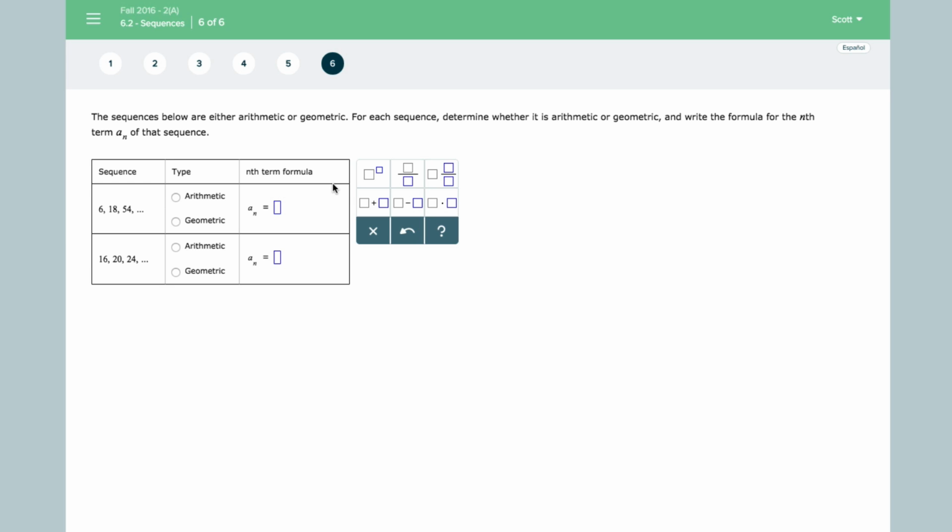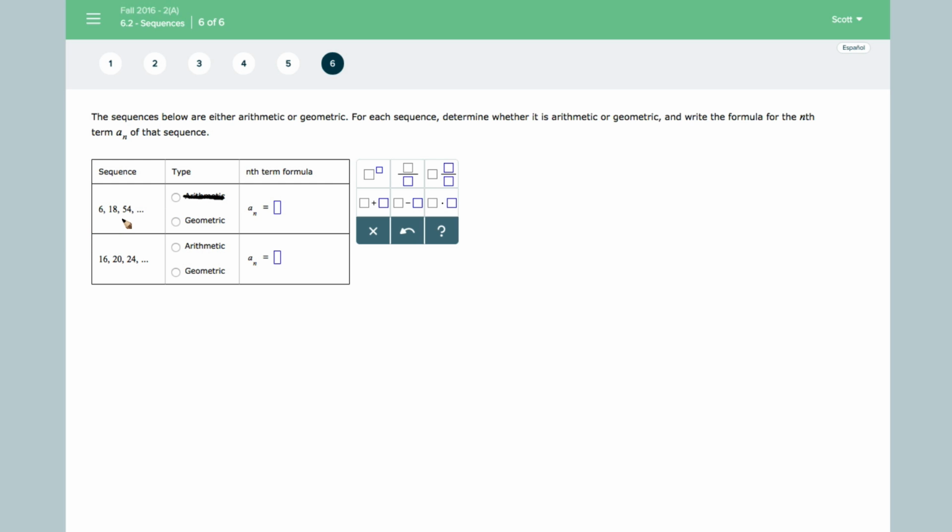And we're going to do this one more time. Let's find out if it's arithmetic or geometric. Okay. If it's arithmetic, it would be the same each time. So how do I get from 6 to 18? Well, 18 minus 6 is 12. So plus 12, is 18 plus 12 54? No, it's not. So it's not arithmetic. That leaves only one option, geometric.